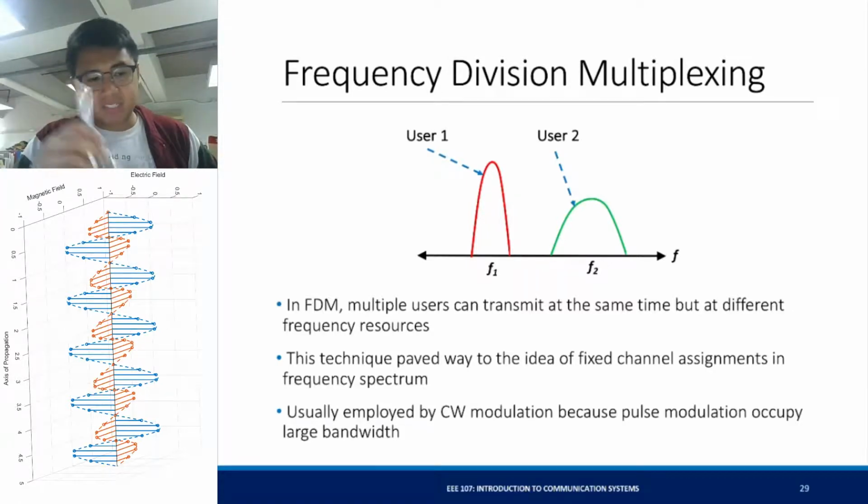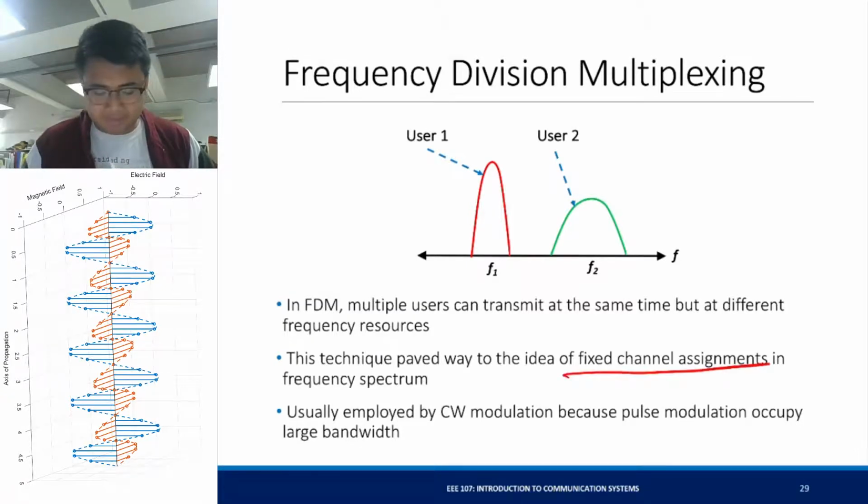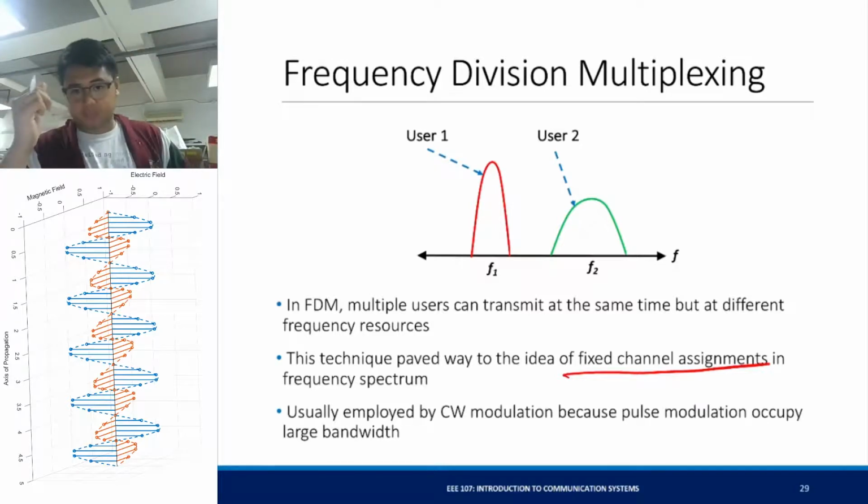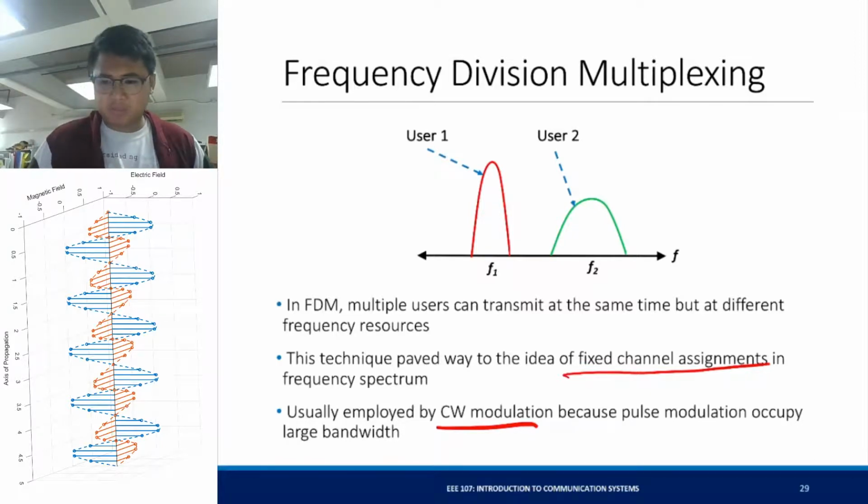Right? And because of this, this was the earliest multiplexing scheme that was developed. Right? Because analog systems were the first ones to be introduced. And this paved the way for the idea of fixed channel assignments in the frequency spectrum. Okay? And that's why we have frequency assignments for radio, for TV signals, for Wi-Fi, and so on and so forth. Right? So it's usually employed by CW modulation because pulse modulation occupies a large bandwidth.